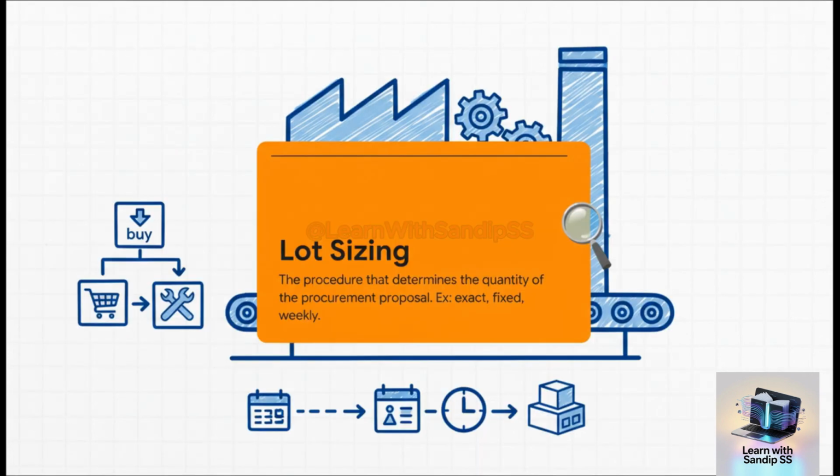So we have a shortage. But how much should the system order? That question is answered by something called the lot sizing procedure. And you have options here. You can tell the system to order the exact amount to cover the shortage, or maybe you always order in fixed quantities, like a full pallet. You can even tell it, hey, just lump everything I need for this week into one big weekly order.